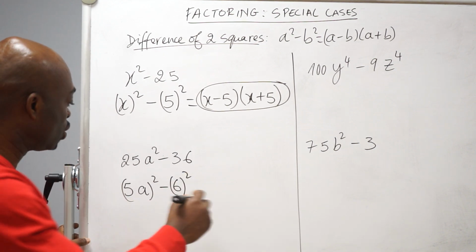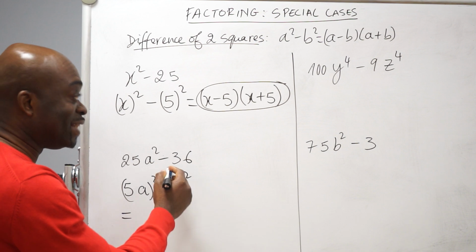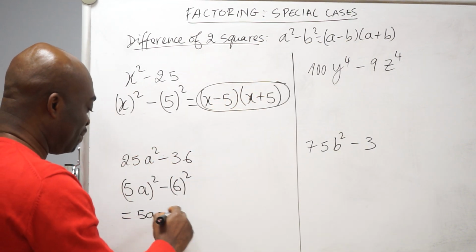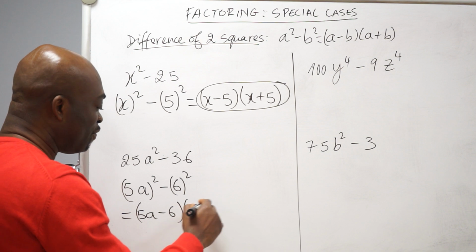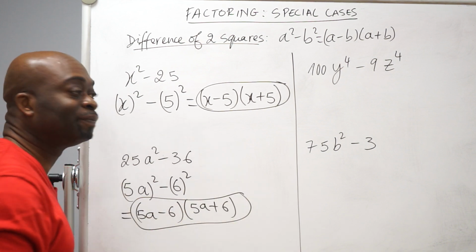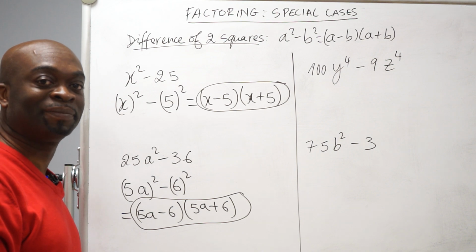Are we good? So the final answer here, after you detected that, now you apply the formula, which is going to give you 5a minus 6 times 5a plus 6. And then you are also done with this one. Okay, we good? All right.